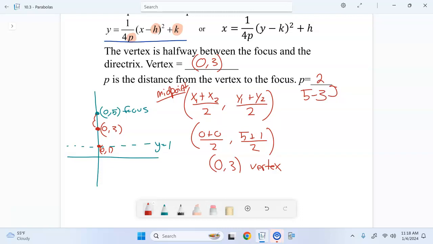Okay, so I have my p-value, I have my vertex. That's all I need to write my equation. Now there's two ways that we can write it. Vertex form will be the first one. We'll start with that.